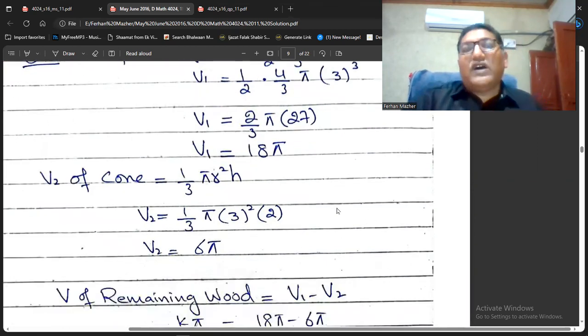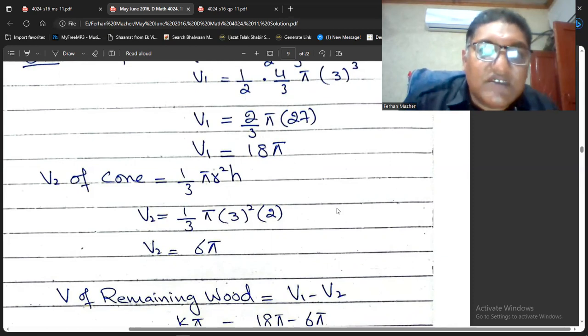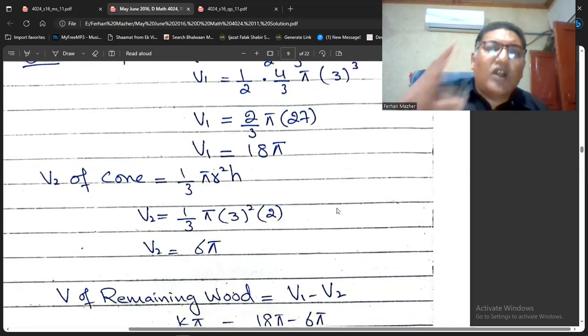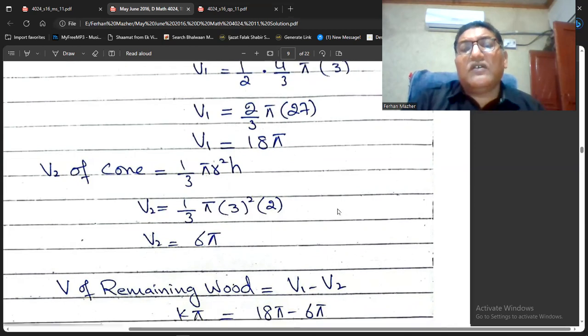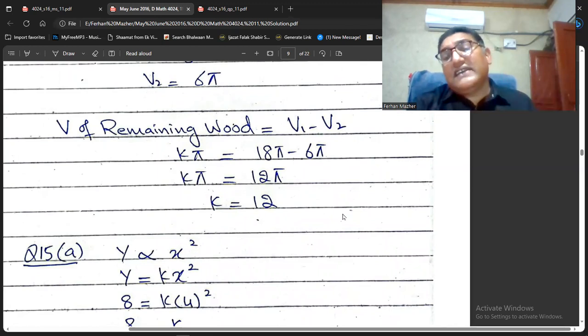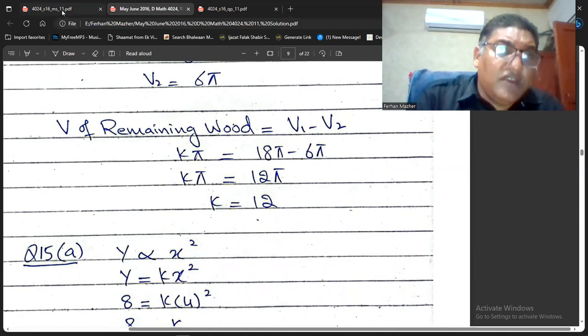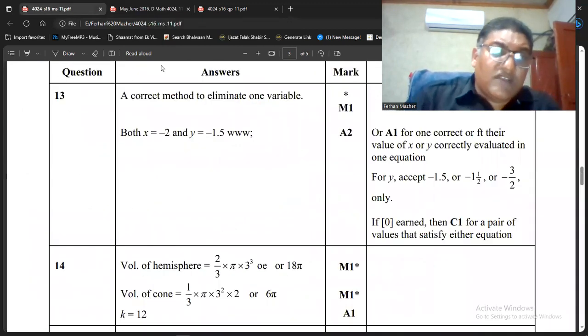Volume of the cone is 1 by 3 pi r square h. And 1 by 3 pi r square is 3 square into 2. The height is 2 of that cone that is given in the question. So it will be 3 into 2, that will be 6 pi. So from the volume of the hemisphere, subtract the volume of the cone, and that will be the remaining wood. The volume of the remaining wood, they say, is k pi. But we say V1 minus V2, that will be 18 pi minus 6 pi, that is 12 pi, pi will be cancelled. So the value of k will be 12.